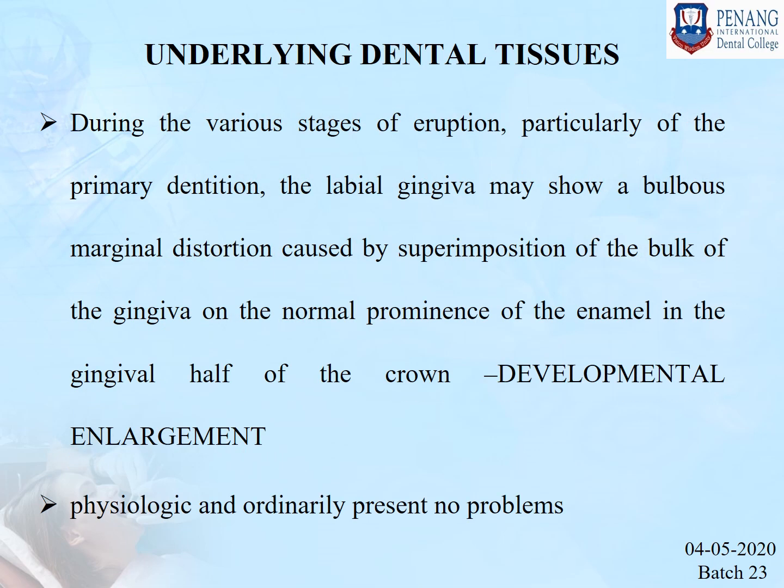During the various stages of eruption, particularly of the primary dentition, the labial gingiva may show a bulbous marginal distortion, which is caused by superimposition of the bulk of the gingiva on the normal prominence of the enamel in the gingival half of the crown. It is also called developmental enlargement. It is physiologic and ordinary, and it presents no problem.